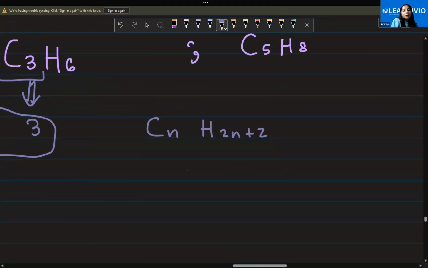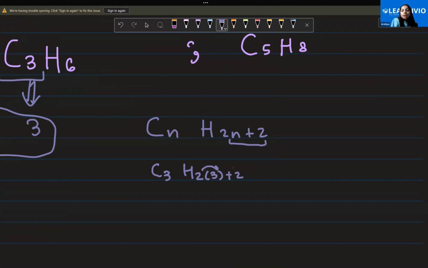Now, listen carefully. It's not that difficult, but N is how much? 3. So I'll put C3. H then 2n plus 2. So N is how much again? 3. So 2 threes are 6. 6 plus 2 is 8, right? So that means C3H8.